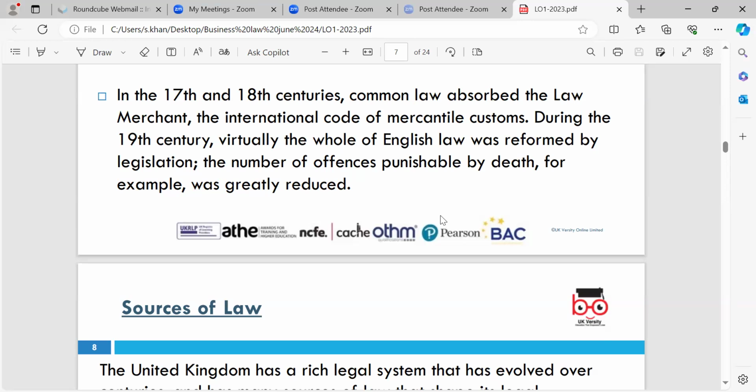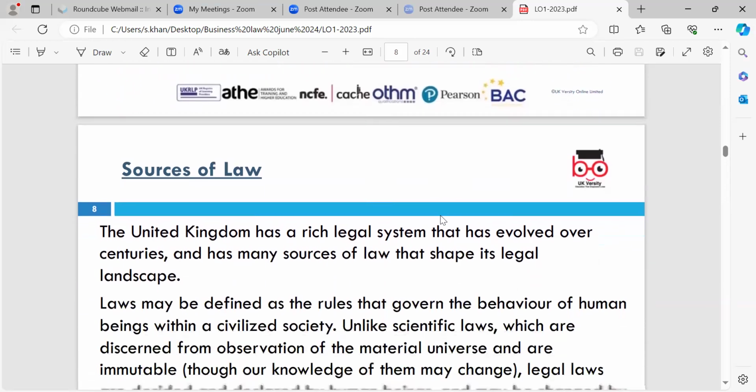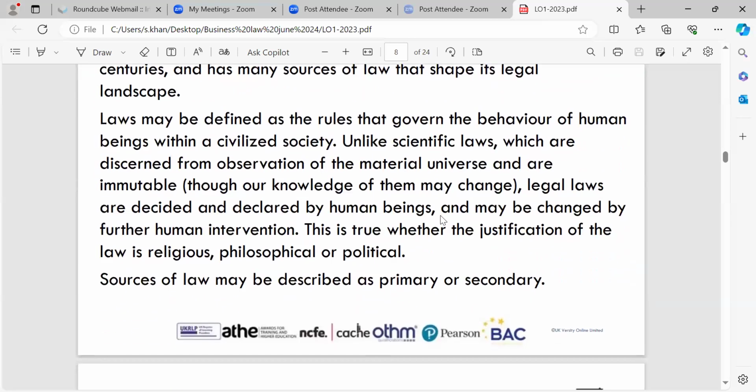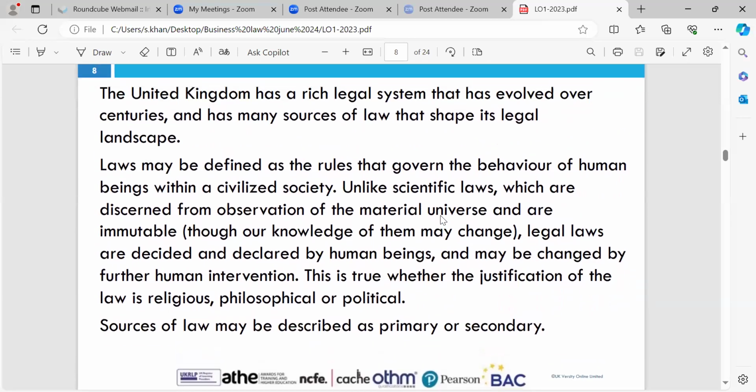So looking at the next one, which is sources of law. The UK has a rich legal system that evolved over centuries and has many sources of law that shape its landscape. Sources of law can be defined as rules that govern the behaviour of human beings within a civilized society. Sources of law can broadly be categorised into 4 types.